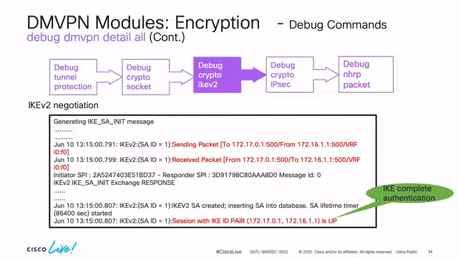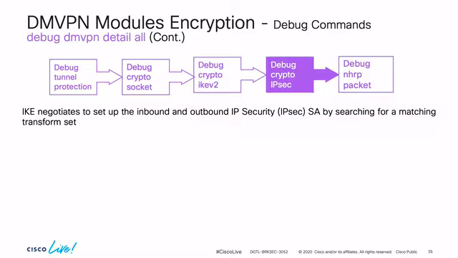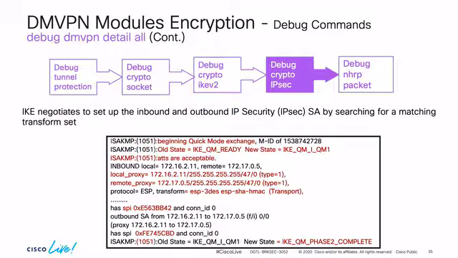The next debug within debug DMVPN detail all is the debug crypto IPsec, and this is again very simple and straightforward, like your regular IPsec debugs. In this particular case, you would be seeing that it's beginning the quick mode exchange. It forms the inbound and the outbound ESP SAs. And what is important is we need to make sure that the IKE QM phase 2 is complete. So this indicates that the IPsec layer is actually up.